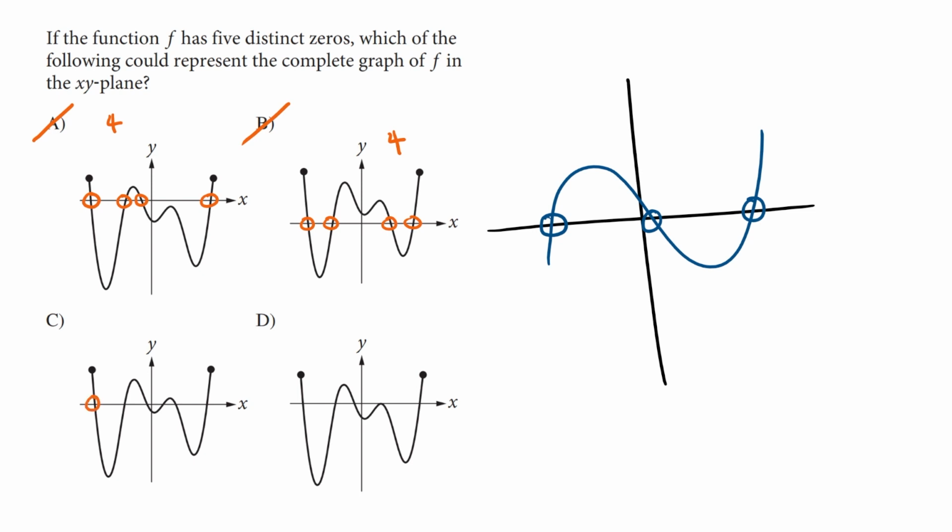In C, we have a 0 here, here, here, here, here, and here. So that's 6 zeros. That's too many zeros. C is not our answer, so it must be D, but let's confirm. We have a 0 here, here, here, here, and here. So that is 5 zeros, which means D is our answer.